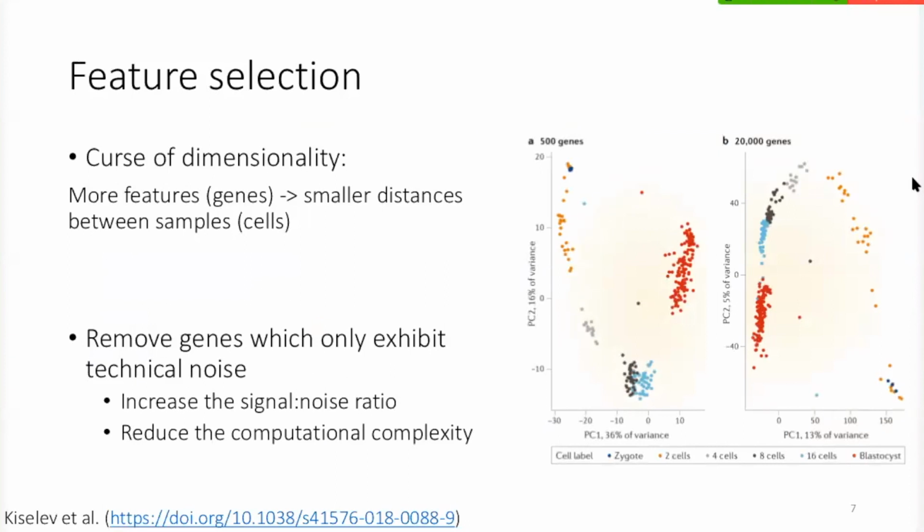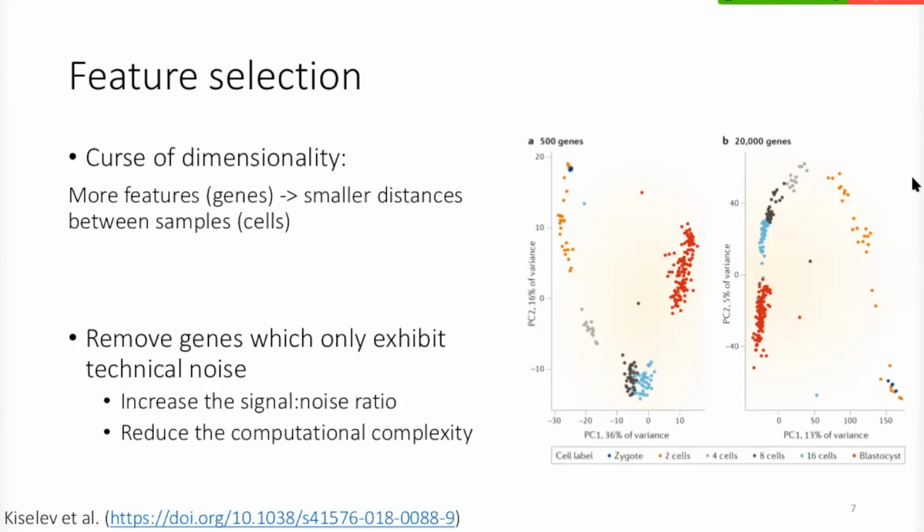So why do you actually need to do feature selection to start with? There is something called the curse of dimensionality. And if you haven't heard of that, it's a bit counterintuitive. So you would think if I would measure more features about any entity, that I know more about it, which is not very true.